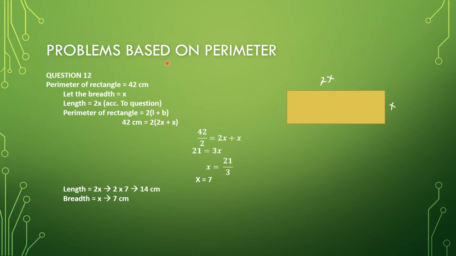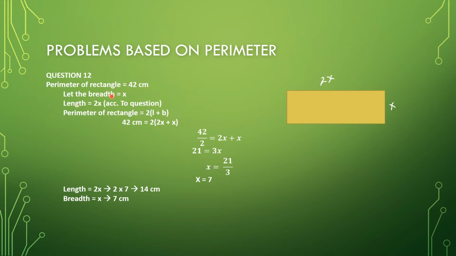Coming to the next question, a problem based on perimeter only. The question is: the perimeter of a rectangle is 42 centimeter and its length is double its breadth. Find the length and the breadth of the rectangle. So in this case, when the perimeter is given and the condition of the dimensions is given, how are you going to find the dimensions here?